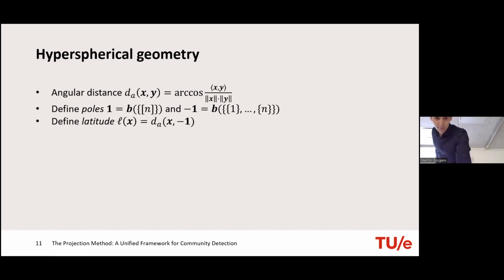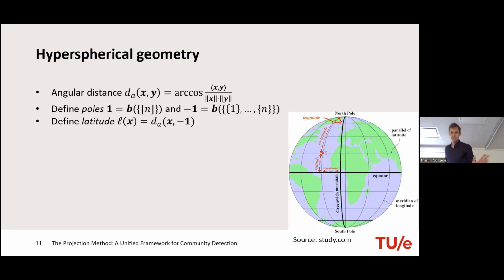And they have a special meaning in this geometry. And so we define the latitude. It's just inspired from the definition in geography. We define the latitude as the angle between a vector and this -1 pole.